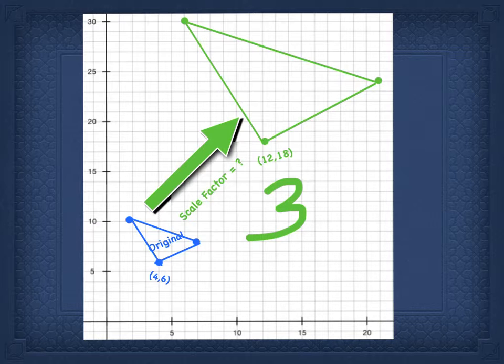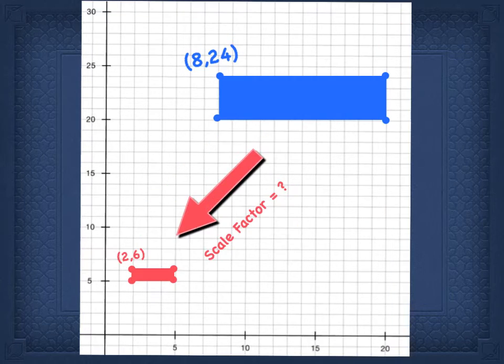So pause the video and verify that the other two coordinates of the corresponding vertices follow the same rule of a scale factor of 3. You have got to be kidding. So hopefully you saw that it did check out.